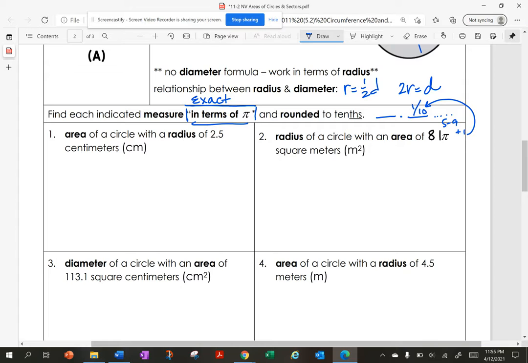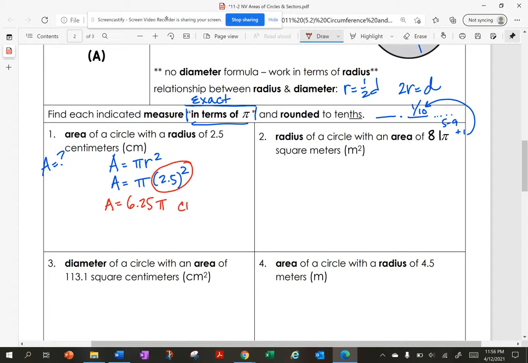Okay, the area of a circle. Let's find the area of a circle with a radius of 2.5 centimeters. So my formula is area equals pi r squared. So area equals pi 2.5 squared. So for my exact answer, I'm going to do 2.5 squared. So area equals 6.25. I didn't multiply pi, so I need to put it next to the answer.